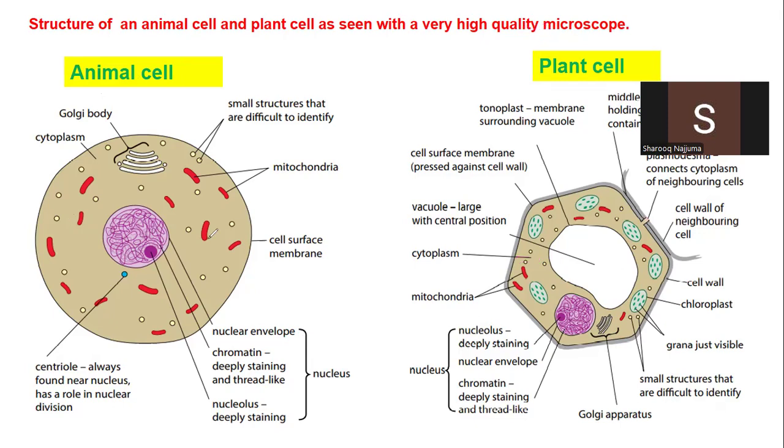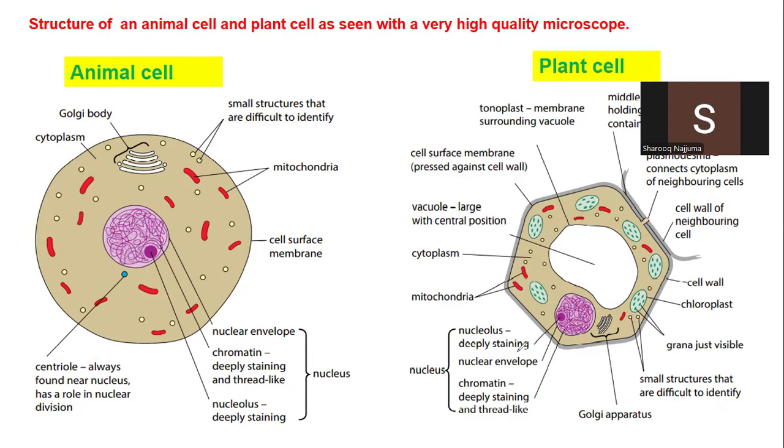Now, when it comes to animal cells, we can observe the mitochondria, the cell surface membrane, the nucleus, the chromatin, DNA inside the nucleus, the nucleolus, a centriole, Golgi body, and cytoplasm. But we have these small structures. They are telling us these small structures are difficult to identify. That means that however high quality a microscope you're using, there are some structures inside a cell that you'll not be able to identify. You'll not be able to see their details.